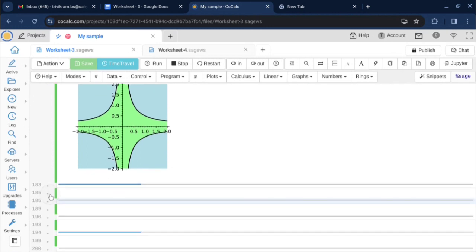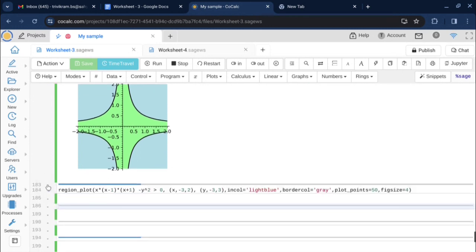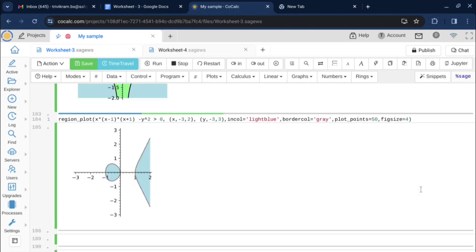Now I am going to draw one more example. Region plot of x into x minus 1 into x plus 1 minus y square. So just see the region plot of this equation. This is one more example of region plot.